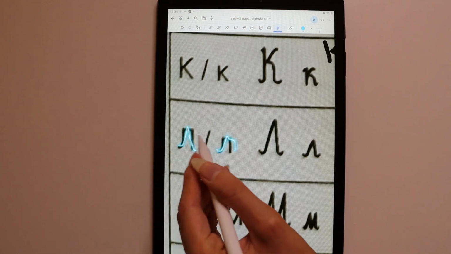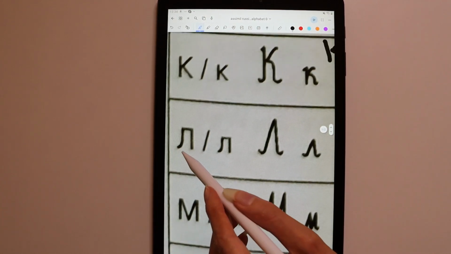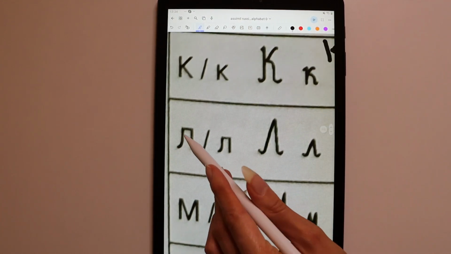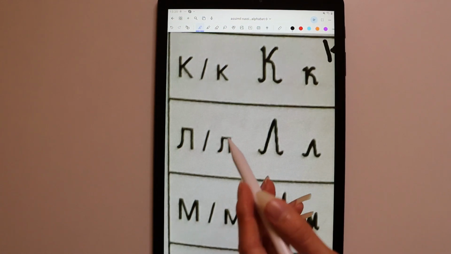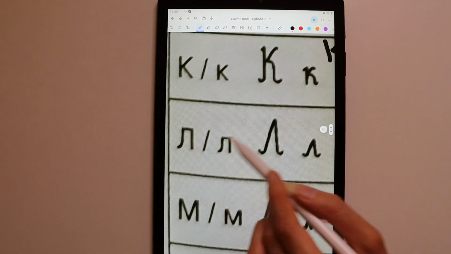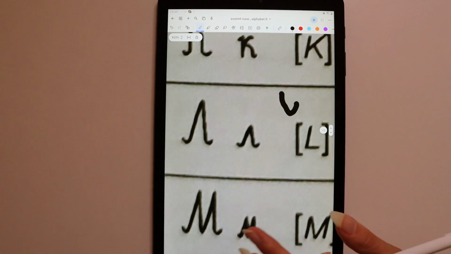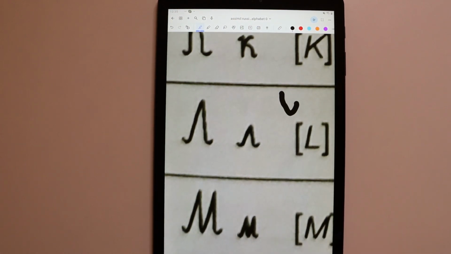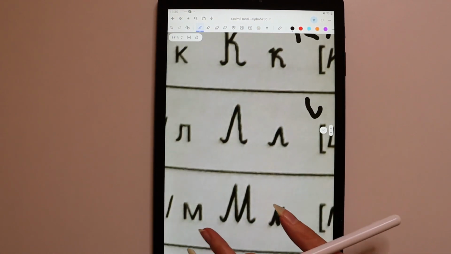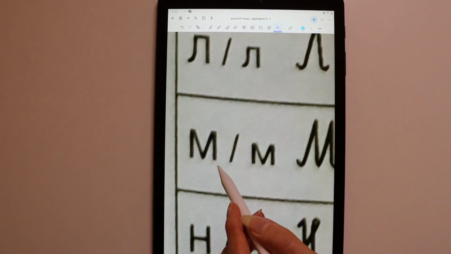Then we have the L. And the L looks again the same, but the lowercase letter is smaller. And also in the cursive font you can kind of recognize the letter. And L is like an L. So like in love, light, long, whatsoever. Just a regular L sound. L.